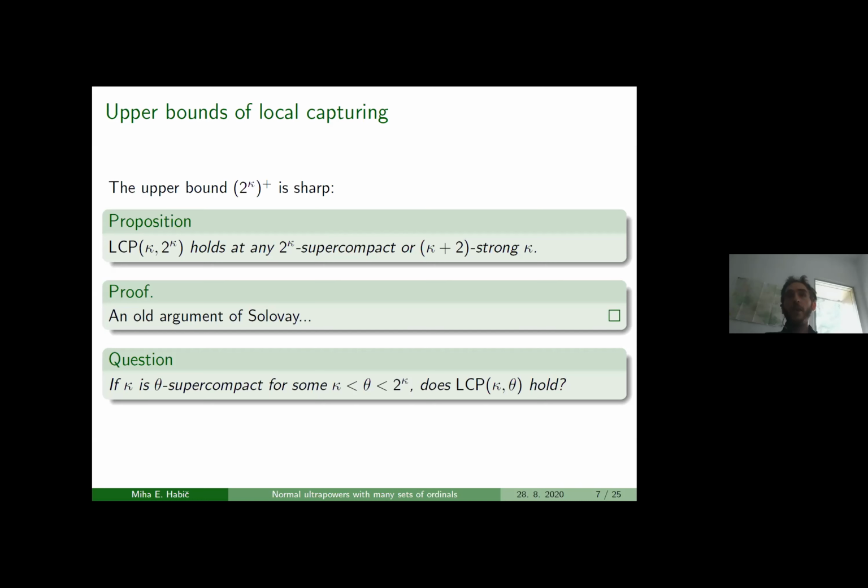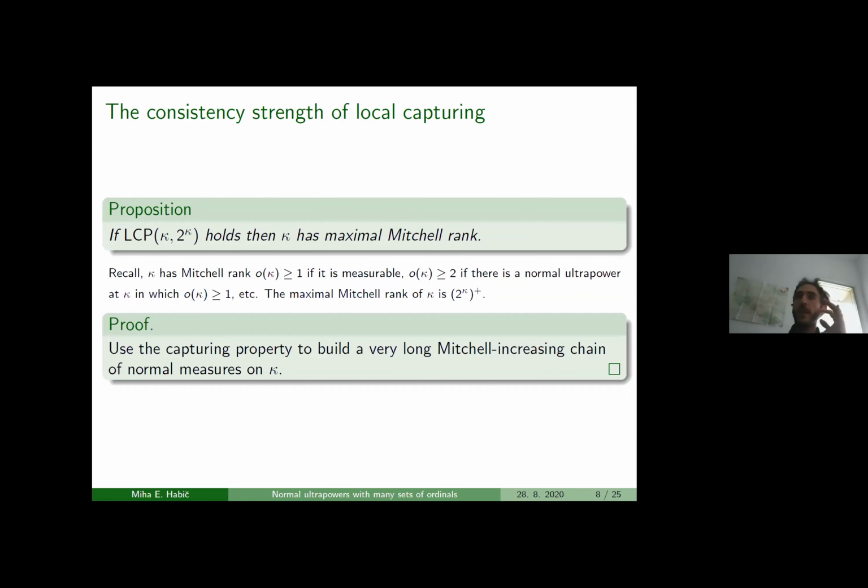So we have an upper bound in terms of what LCP can do for us. We have a direct implication from quite large cardinals, but maybe we can do a bit better in terms of just consistency strength. All right. So in fact, we're able to give precise bounds in terms of consistency strength for this maximal amount of local capturing, right? So again, it's not very hard to see that if you have this maximal amount of local capturing, so up to 2 to the kappa, then kappa has to have maximal Mitchell rank, right?